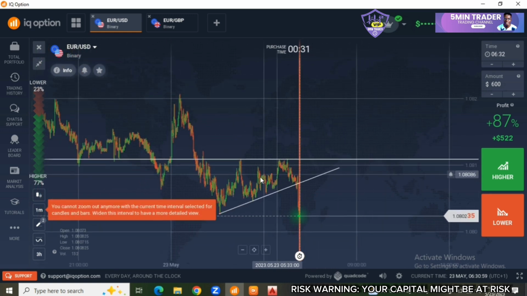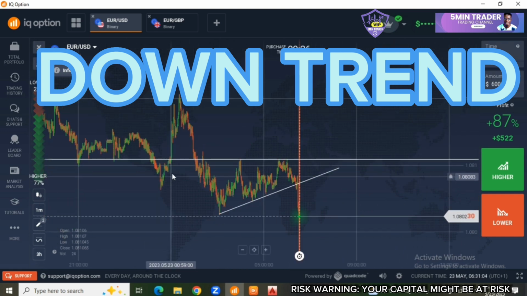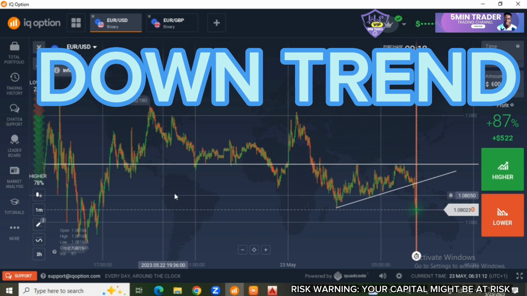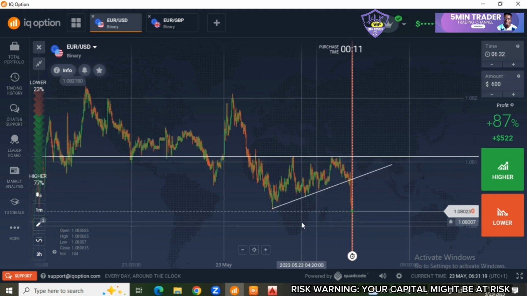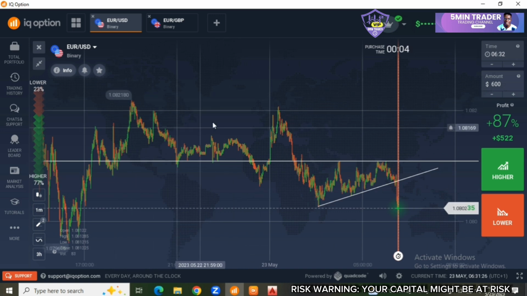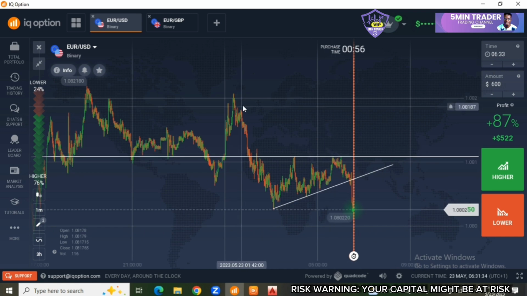So this is an uptrend, like I already told you, and the reason I believe it was an uptrend is because I was having lower lows. You can see that this is a low, this is a low, and this is a new low. And in a downtrend as well, we are going to have highs that are lower than the previous highs. Like this is a previous high that is now lower than this high, and this is another high that is now lower than this one.